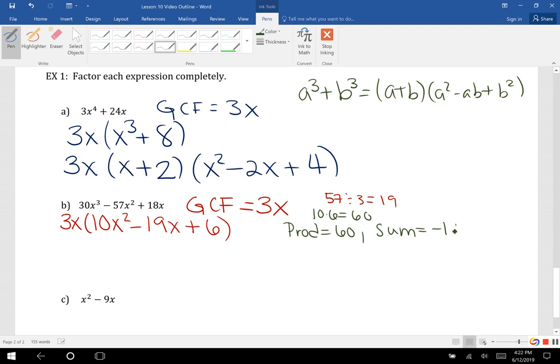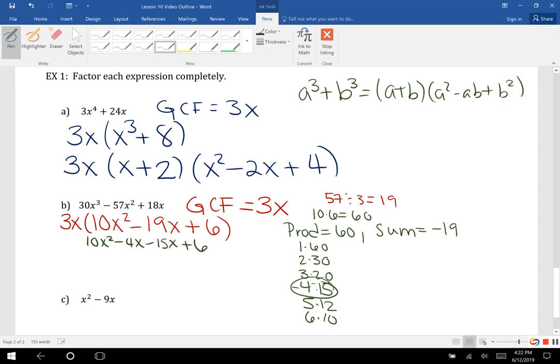So I'll just make a list. 1 and 60, 2 and 30, 3 and 20. Does 4 go into 60? Yep. 4 and 15, 5 and 12, 6 and 10. Oh, and I actually bypassed it right here. The 4 and the 15, if I make both of those negative, that will definitely add up to my negative 19. So I'm going to copy down the first term, and then I'm going to write down a minus 4x minus 15x, and then plus 6.